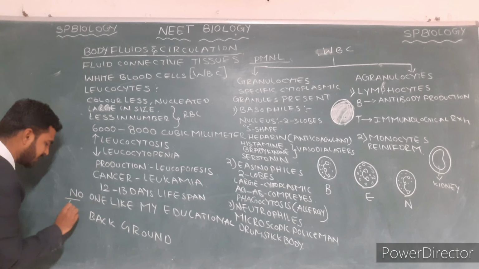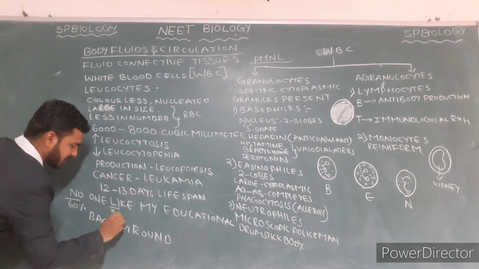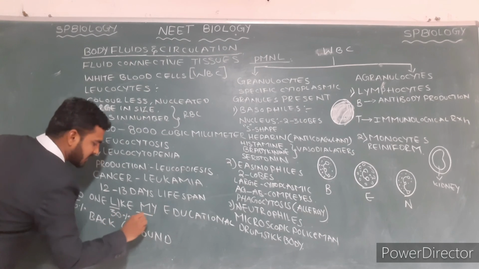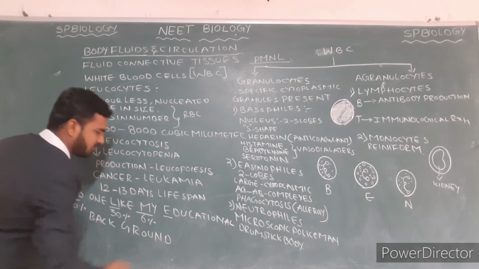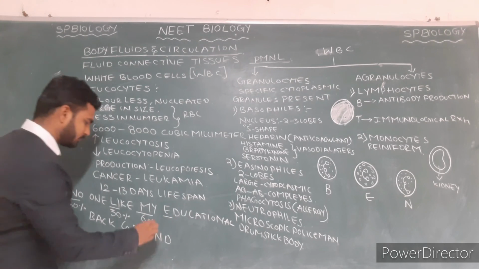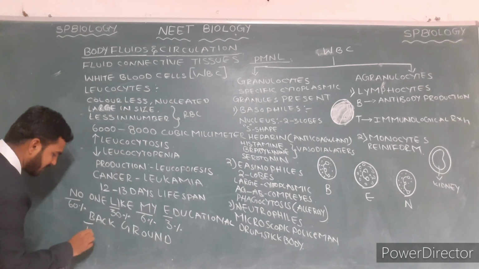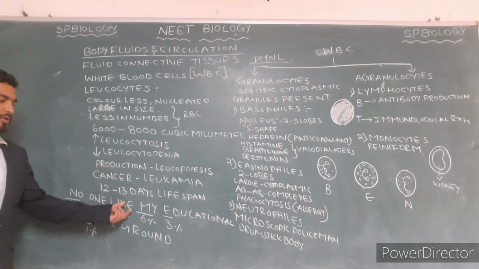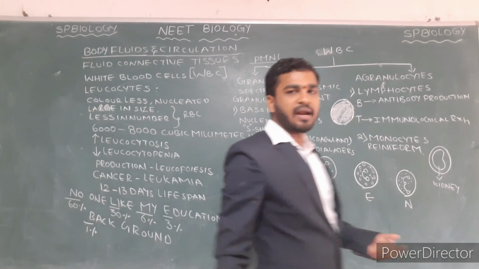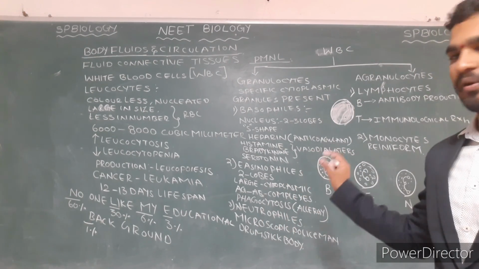See, neutrophils are 60%, lymphocytes are 30%, monocytes are 6%, eosinophils or acidophils are 3%, and basophils are 1%. If they ask in descending order: neutrophils, lymphocytes, monocytes, eosinophils or acidophils, and basophils. You should remember that mnemonic.